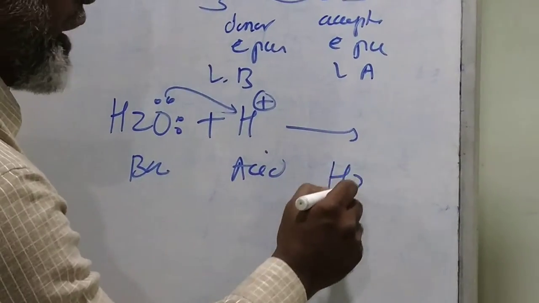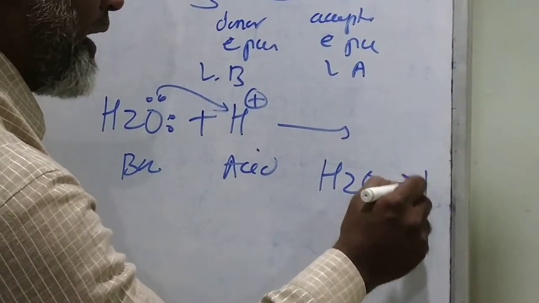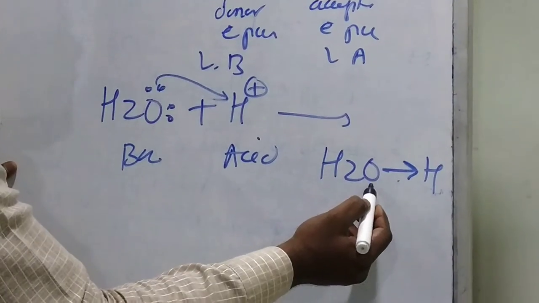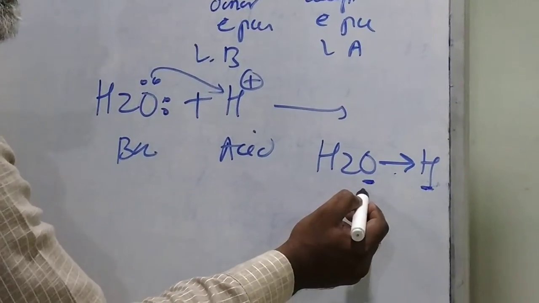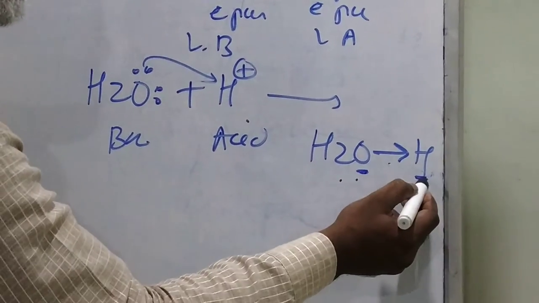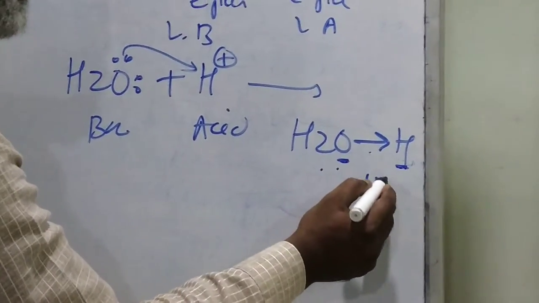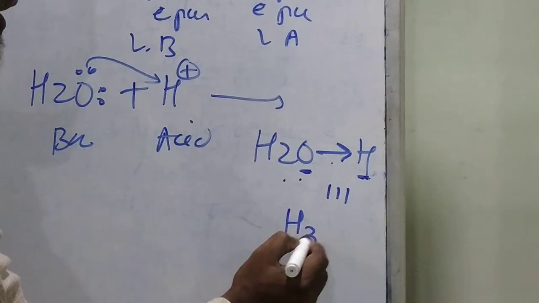What do you get now? H2O, arrow and H. Look here. The direction of the arrow indicates oxygen is the donor and hydrogen is the acceptor. So therefore this is the donor, that is the Lewis base. This is the acceptor, that's why Lewis acid. And H2O arrow H, the same can be written as H3O.